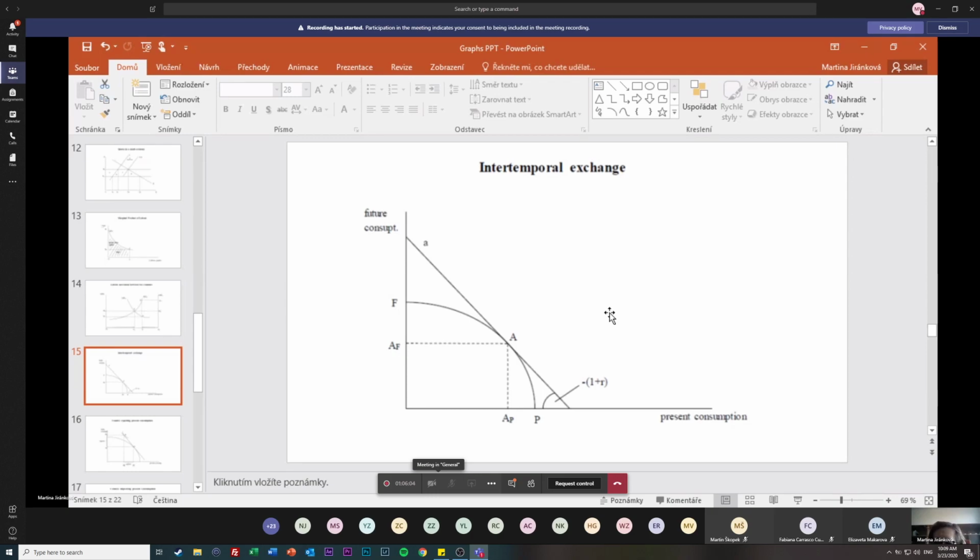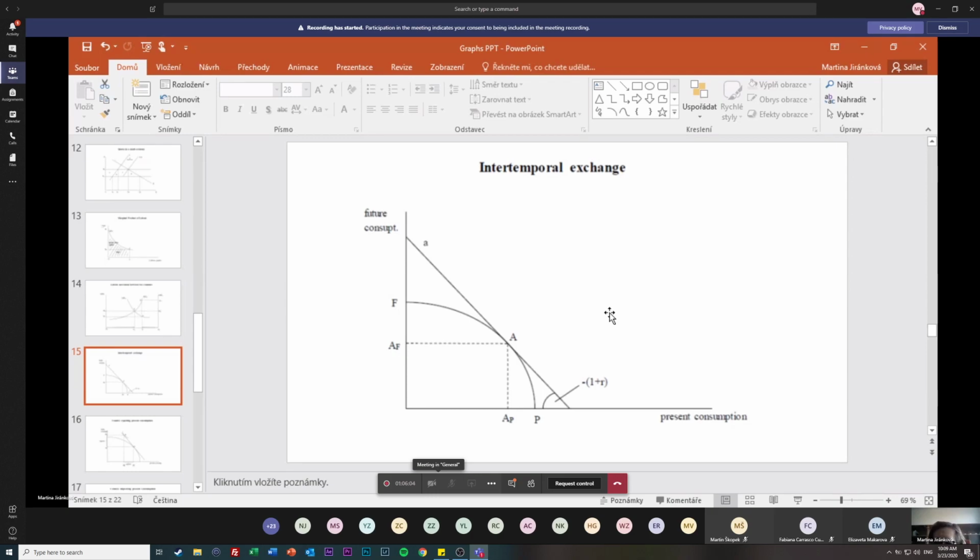So the present consumption could mean, yes? I didn't understand. If we move alongside, okay, I will put it. I will draw it here with you. Thank you. Wait a minute. So you can see now that I am at the point A, and I can move.